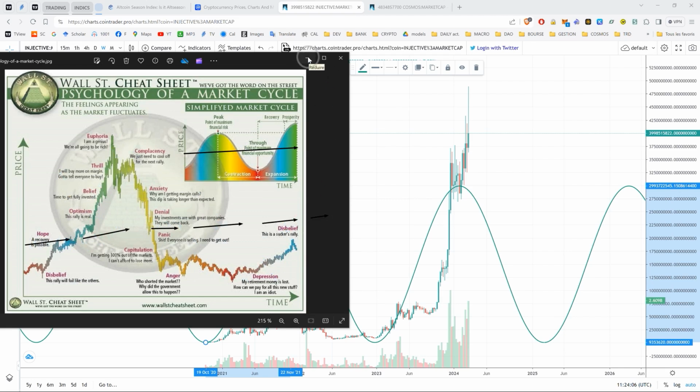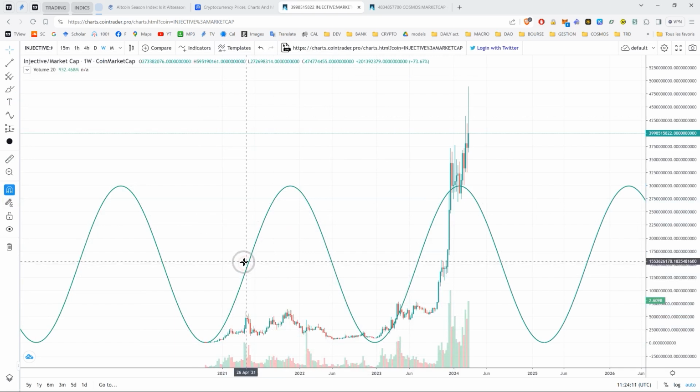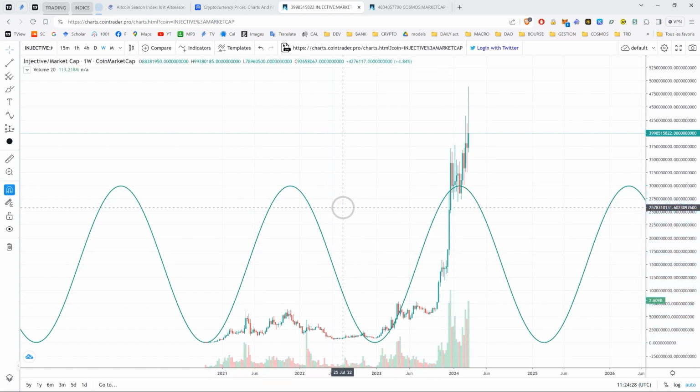Okay, so if we take Injective, we have a couple of cycles, which makes it easier for us to study because we can see that there is a series of tops and bottoms. And remember, cycles are nothing but repetitive forever. The cycles' amplitude as well as the offset will vary over time. Okay, so nothing in here is predictive for the future. It's just helping us project.